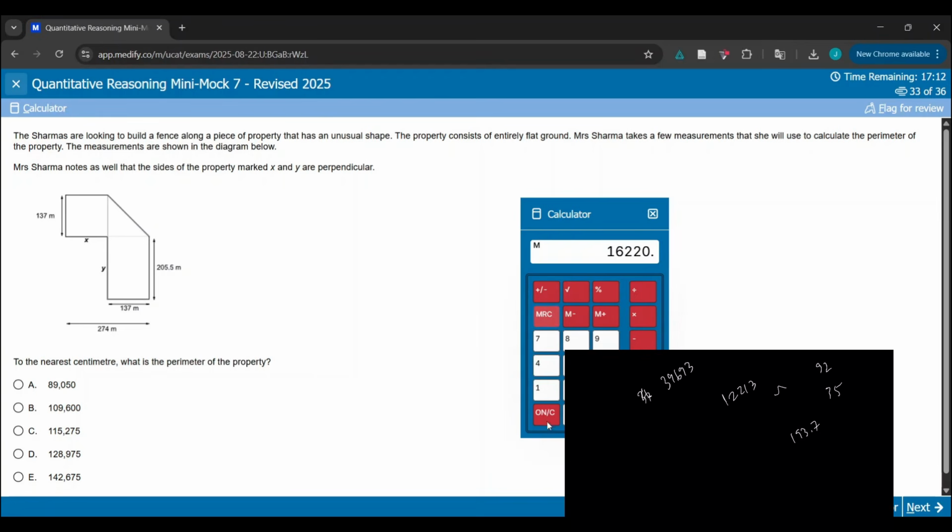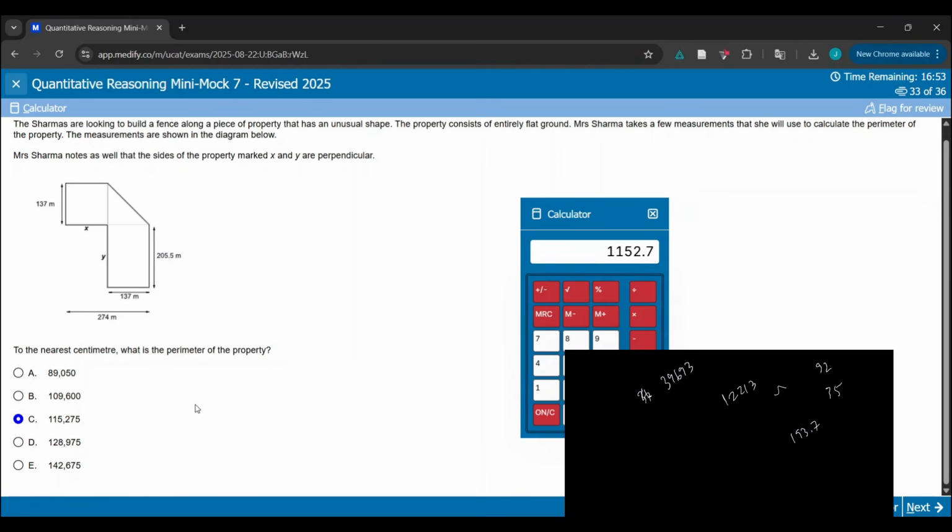I'm just going to clear the calculator just while I'm at it. Okay, so 193.7 plus 137 plus 137 plus 137 for those three areas there, plus 205.5 plus 205.5 plus 137. 1152.75 to the nearest centimetre, so yeah, okay, that's cool.